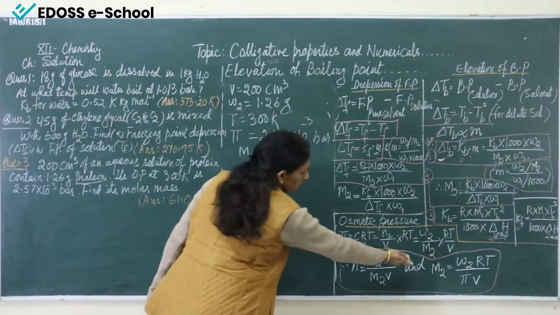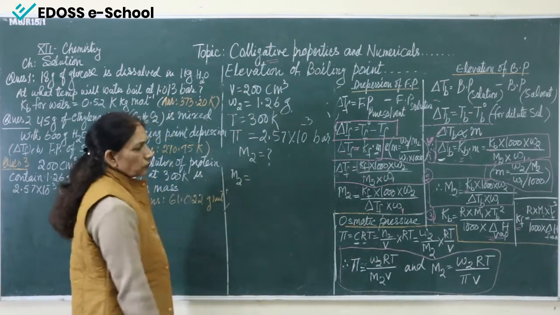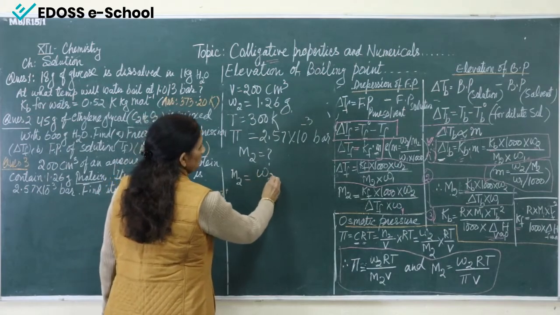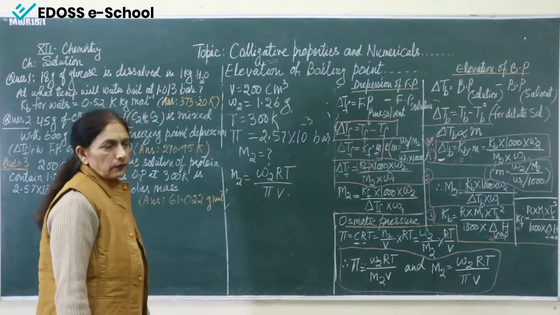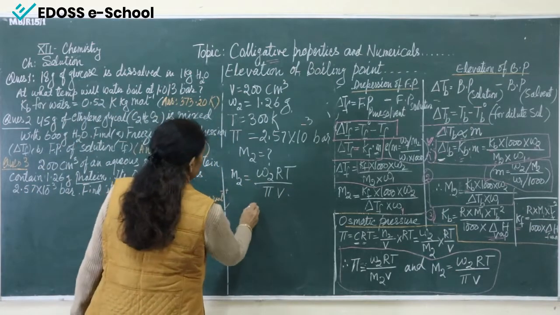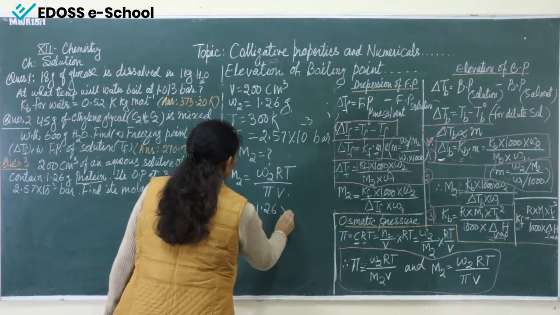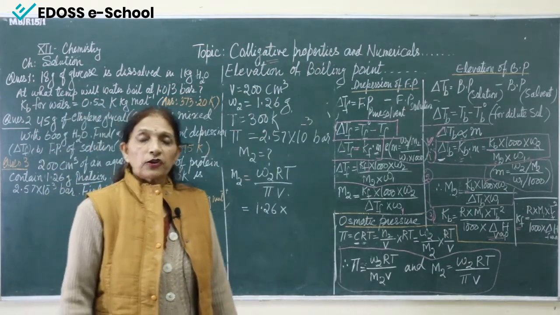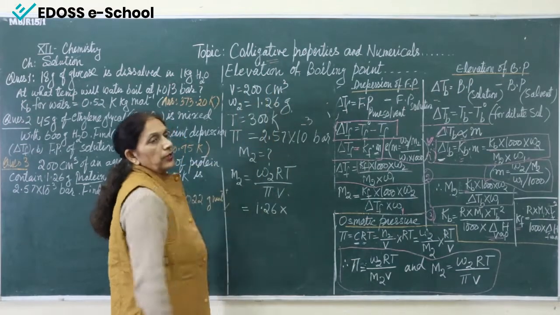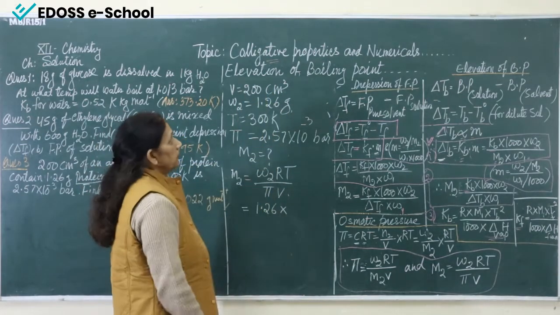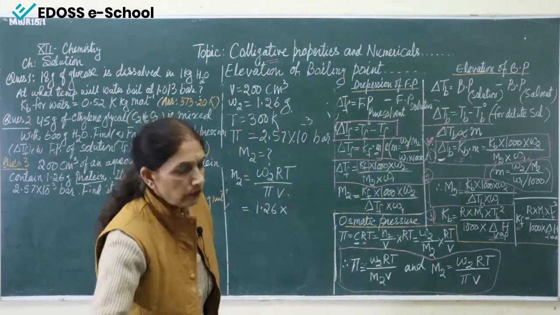So M2, we can see here, a very simple formula is given. We will write the direct formula. M2 is equal to W2 RT upon pi V. W2 we know, W2 is given to us as 1.26. Now remember R. For R you have to keep in mind that this volume is given in centimeter cube. So the value of R, if volume is given in cubic centimeters, one thing I can tell you here.